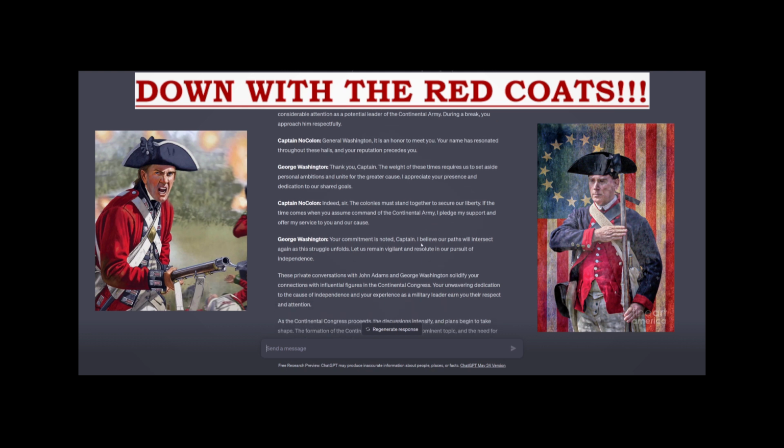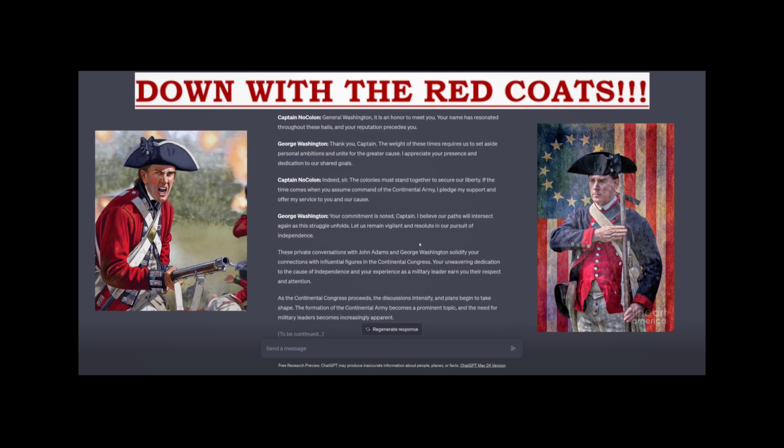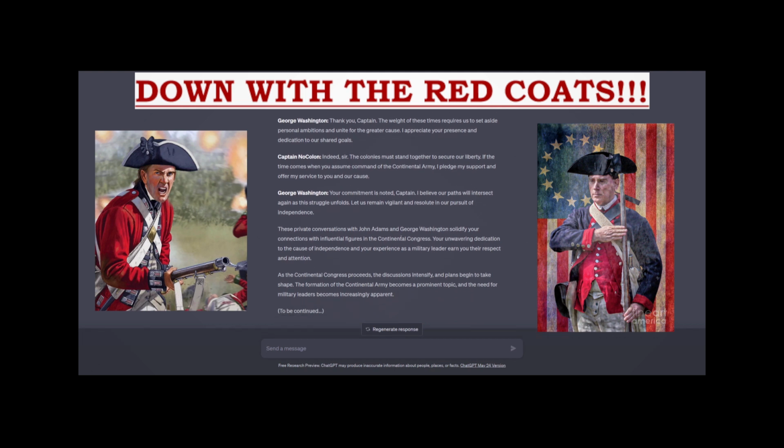As discussions intensify and plans begin to take shape, the formation of the Continental Army becomes a prominent topic, and the need for military leaders becomes increasingly apparent.